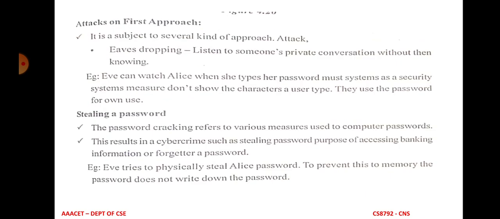Some drawbacks in fixed password: the attack on fixed password is eavesdropping. Eavesdropping is when the password may be listened to by someone who can easily track the password, right? It is listening to someone's private conversation without them knowing. For example, Eve can watch Alice, the sender. She types her password in a system, but Eve can watch what is typed by Alice without her knowing. After that Eve gets the password of Alice and can misuse it, right? This is the problem in fixed password, that is eavesdropping.